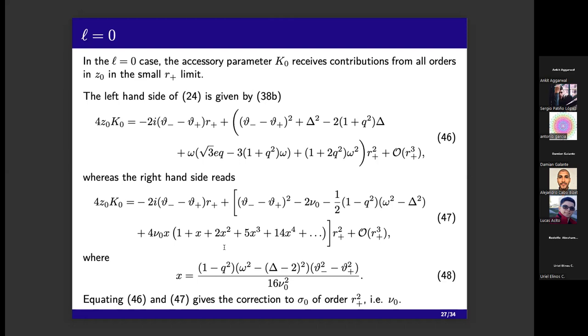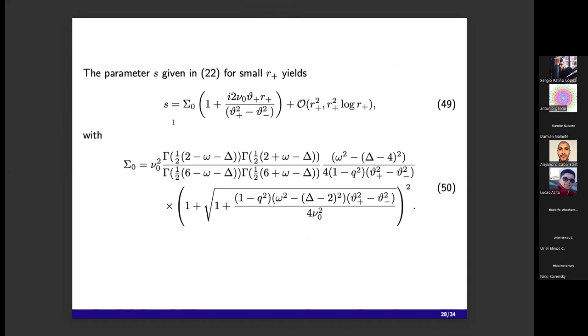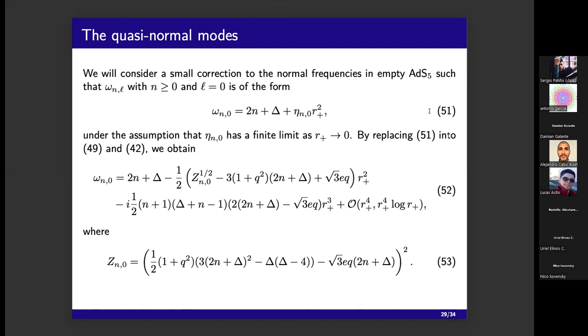Once you have found mu zero, we can write S. Also, you need to resum the Catalan numbers for S. And then that's the idea. We equate this with the S, which is constrained by the radial quantization condition. So in order to find the quasi-normal modes, what we assume is that you have the normal modes in empty AdS plus a small correction, which is called eta, labeled by the overtone and L, which is zero. Then you just put it in the equation for S, and you essentially can compute the eigenfrequencies, at least for L equals zero.